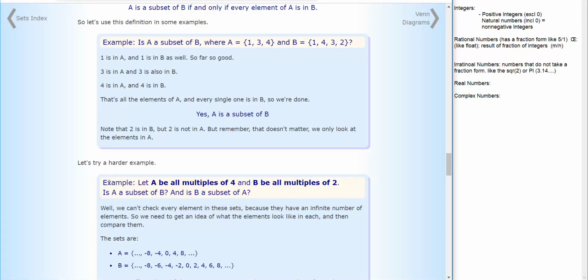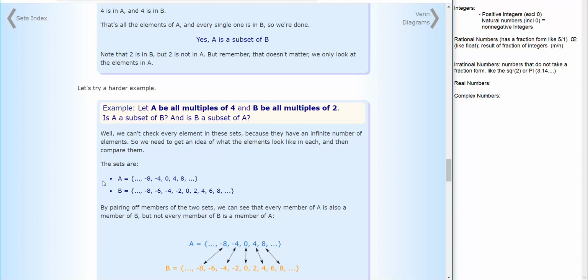Yeah, of course. Let's try a harder example. Let A be all multiples of 4, and B be all multiples of 2. Fair enough. So let's just take the first few numbers. Multiples of 2: we have 2, 4, 6, 8. And then multiples of 4: we have 4, 8. Yeah, it is a subset. I'll say it is a subset.